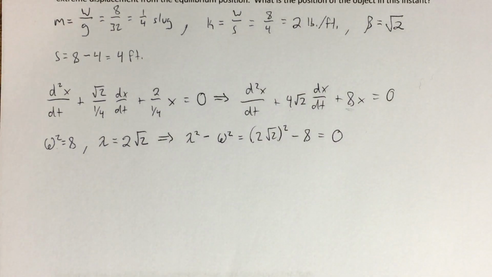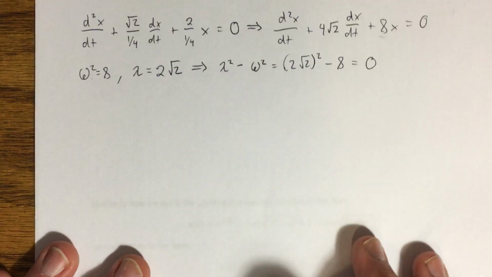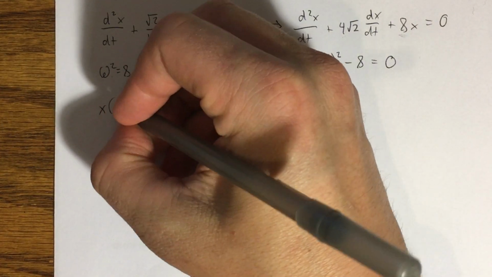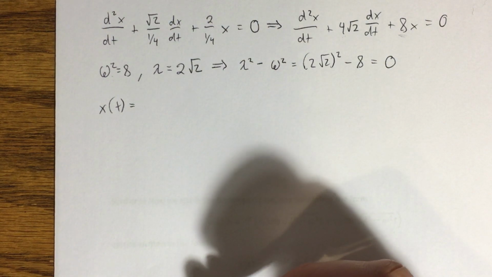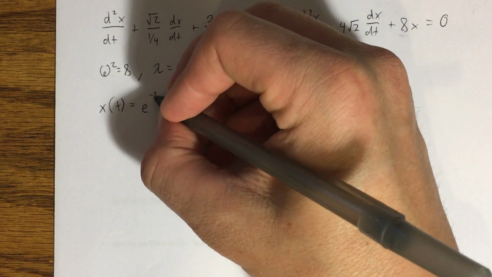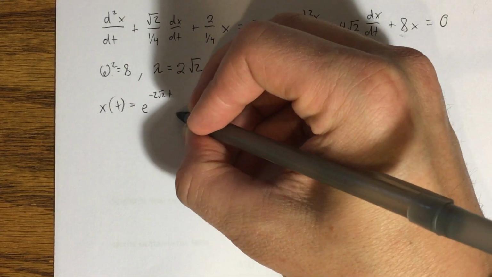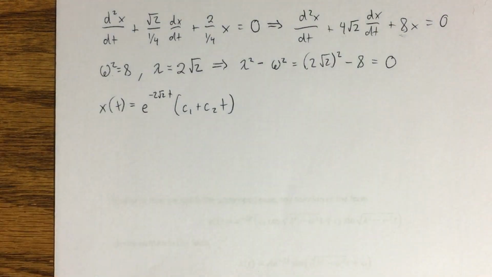We're looking at case 2 now. So that tells me exactly what my equation, or my solution, should look like. x of t is going to be equal to e to the negative lambda, so e to the negative 2 root 2 t, times c1 plus c2 t. That's what we saw in case 2.